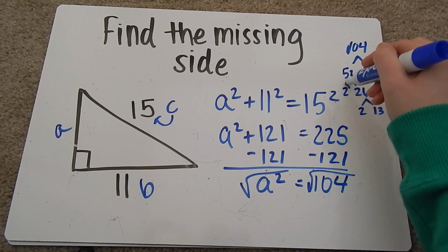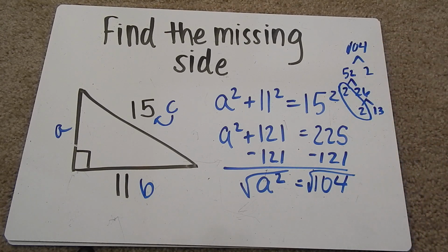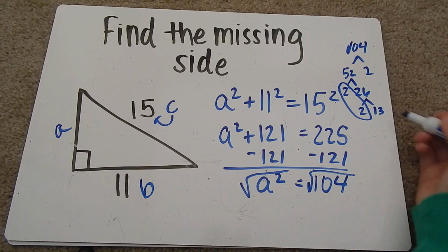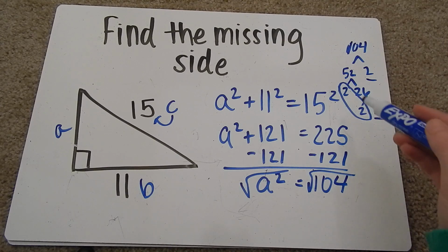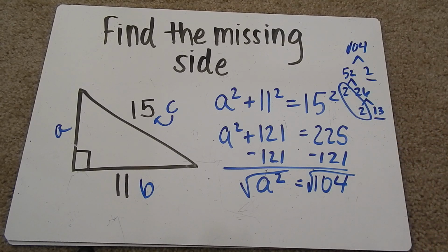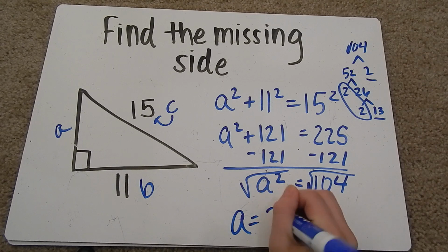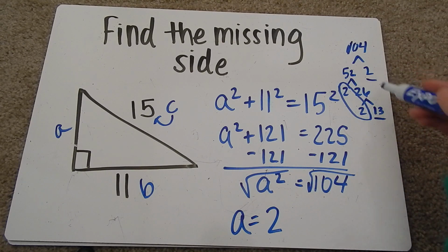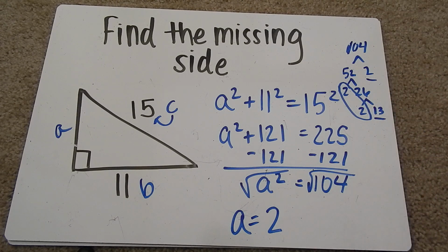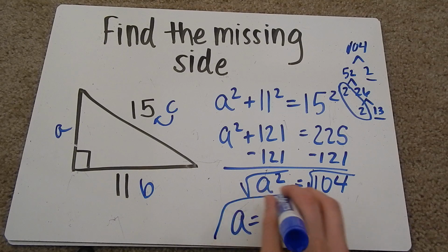So I'm going to go ahead and circle my pairs. Okay, so I have one pair of 2's, and then this is what's left over. So I'm going to take one of the pairs out. So it's going to be A equals 2. That's from this pair. Whatever's left, I'm going to multiply together, and that's going to stay underneath the square root. So 2 square root of 26 would be my answer there.